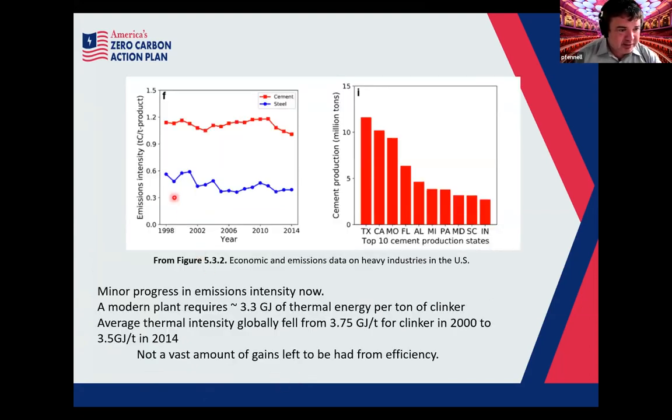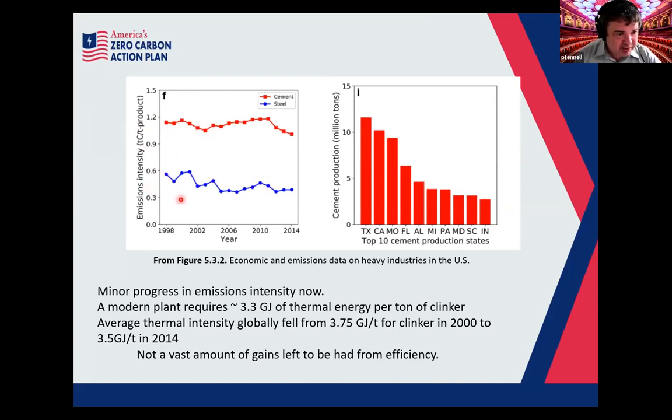If we look here, this is the US version, but it's the same around the world. This is the emissions intensity, how much CO2 you produce per ton of product. You can see that for cement you're basically producing a ton of CO2 per ton. Sorry, this would be for cement clinker, not for actual cement, but I'll discuss in a second what the actual difference is between cement and cement clinker, and also for steel.